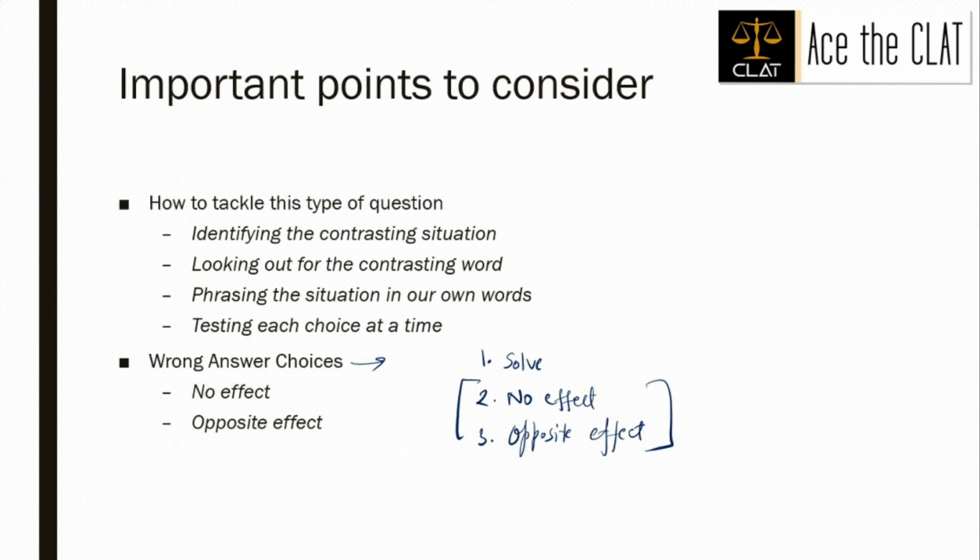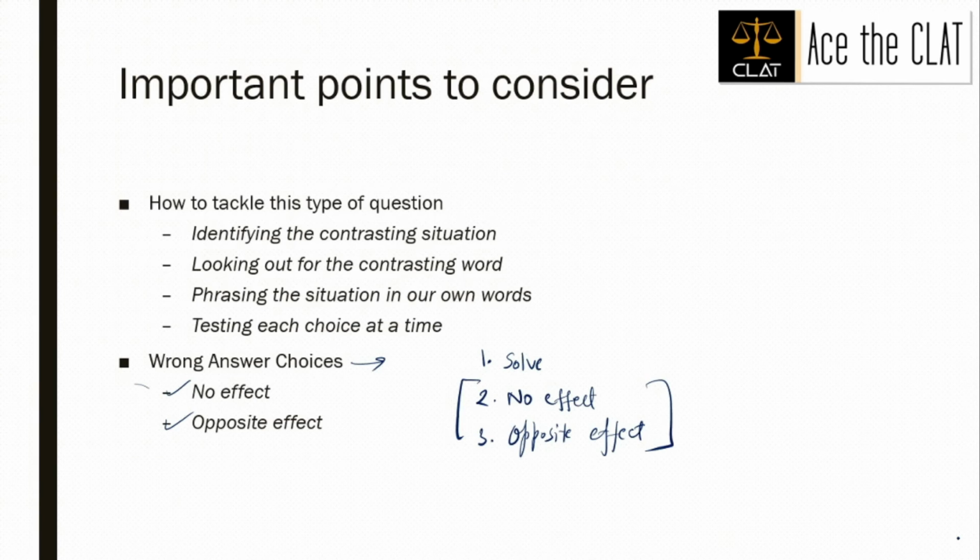The first one in the wrong answer choice category is that it would have no effect on the puzzle or the mystery. ठीक है? It is self-explanatory, right? And the second one in the wrong answer choices category is that it would have opposite effect. मतलब it would make the puzzle more complex. It would not help us solve the mystery. In fact, it would have the opposite effect. It would make the mystery more complex. ठीक है? So these are the two wrong answer choices that you need to be aware of.